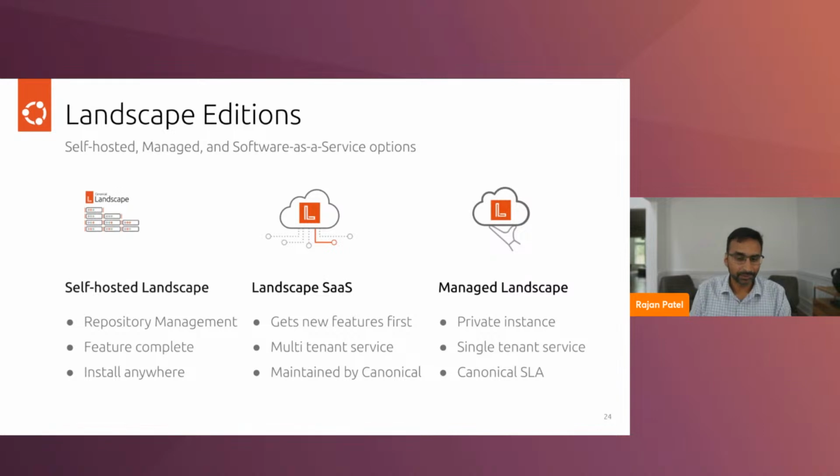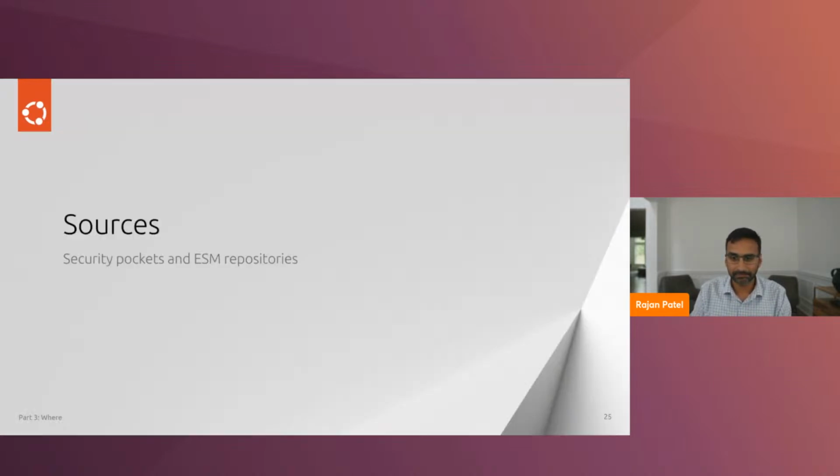Managed Landscape is deployed either on-premises or to any public cloud. And Managed Landscape marries the features of self-hosted Landscape with the convenience of Landscape SaaS, and is customized to meet any resiliency, redundancy, and high availability requirements. So this section will cover repository configurations for downloading security patches from a variety of sources.